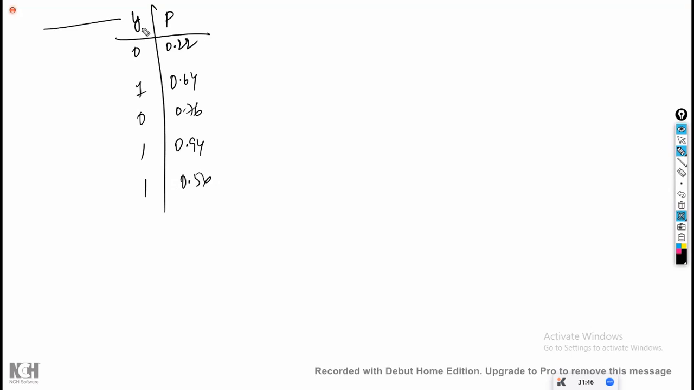Now, the probabilities you are predicting are continuous. The output is continuous, but I don't require continuous as my output. I require discrete as the output. Now, what I have to do is convert the continuous value to discrete. How to convert a continuous to discrete?